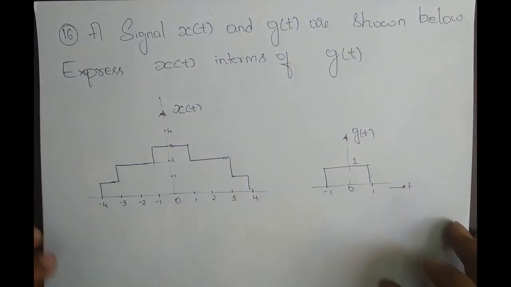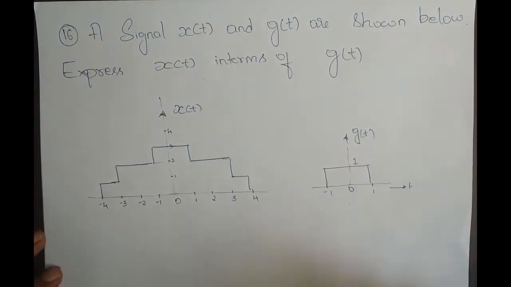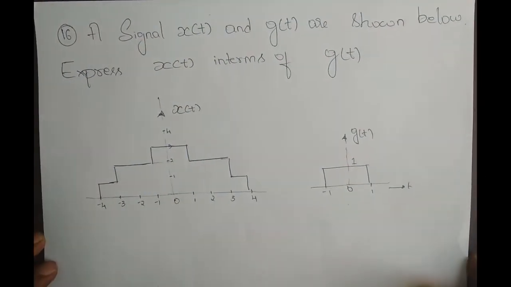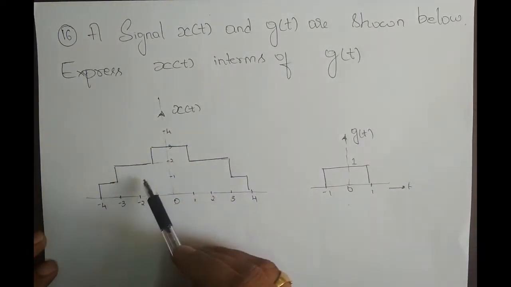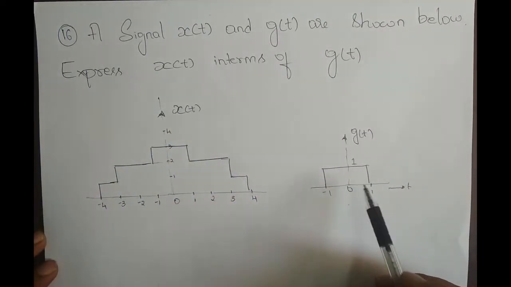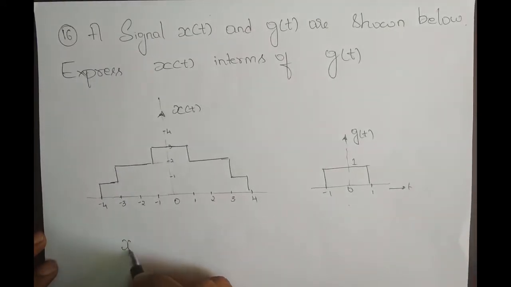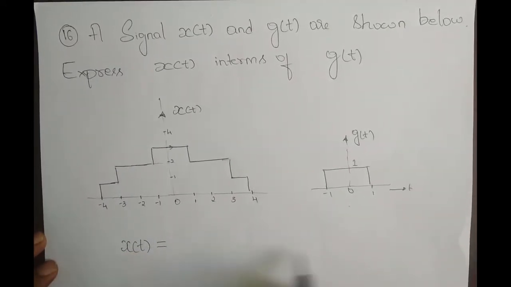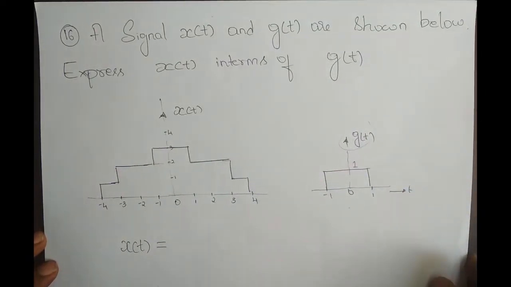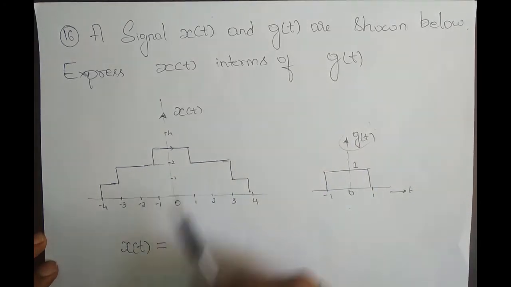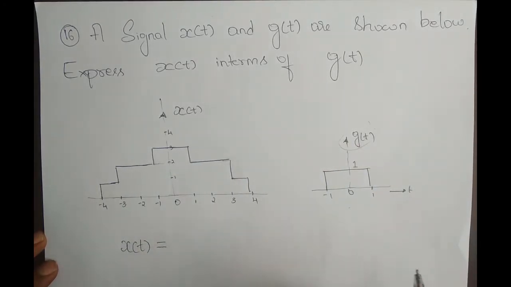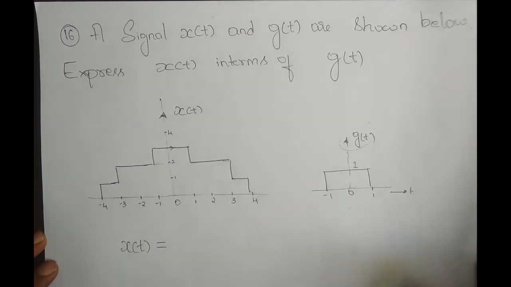Hello everyone. We shall continue with problem number 16. Here we have two signals, x of t and g of t. I have to express x of t in terms of g of t. Whatever the equation in the left hand side, x of t is equal to whatever I write in the right hand side, that should be in terms of g of t. So you have to do some modification in this g of t signal such that you get x of t back. Okay, so we shall try to solve this problem.